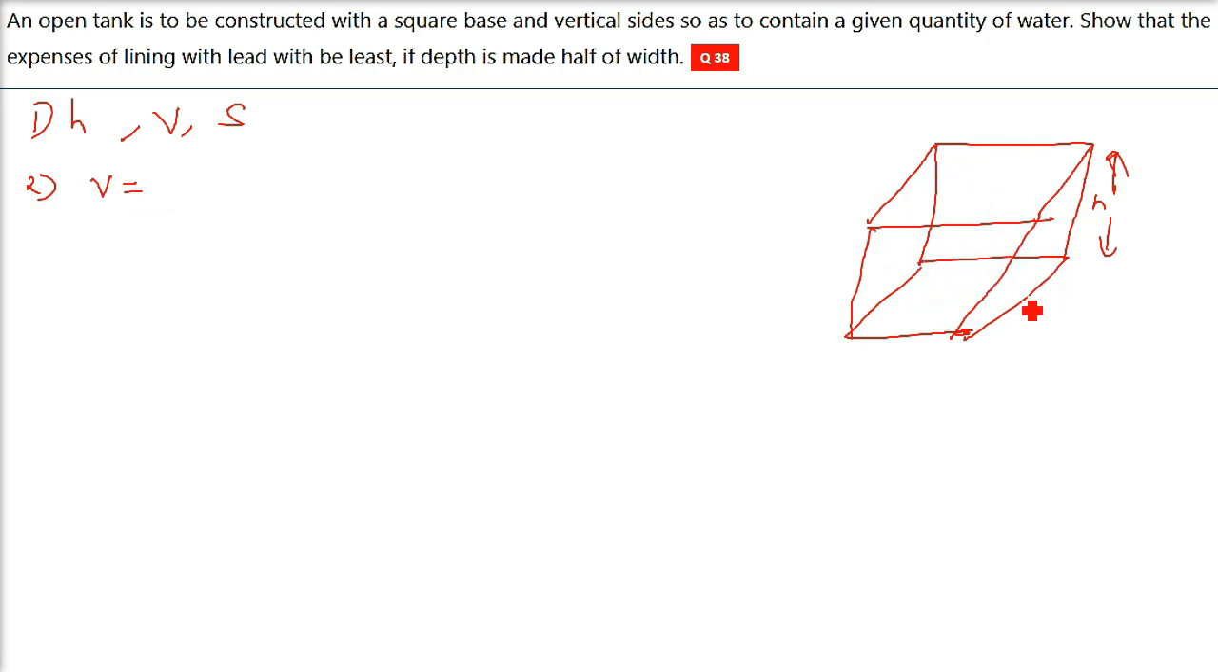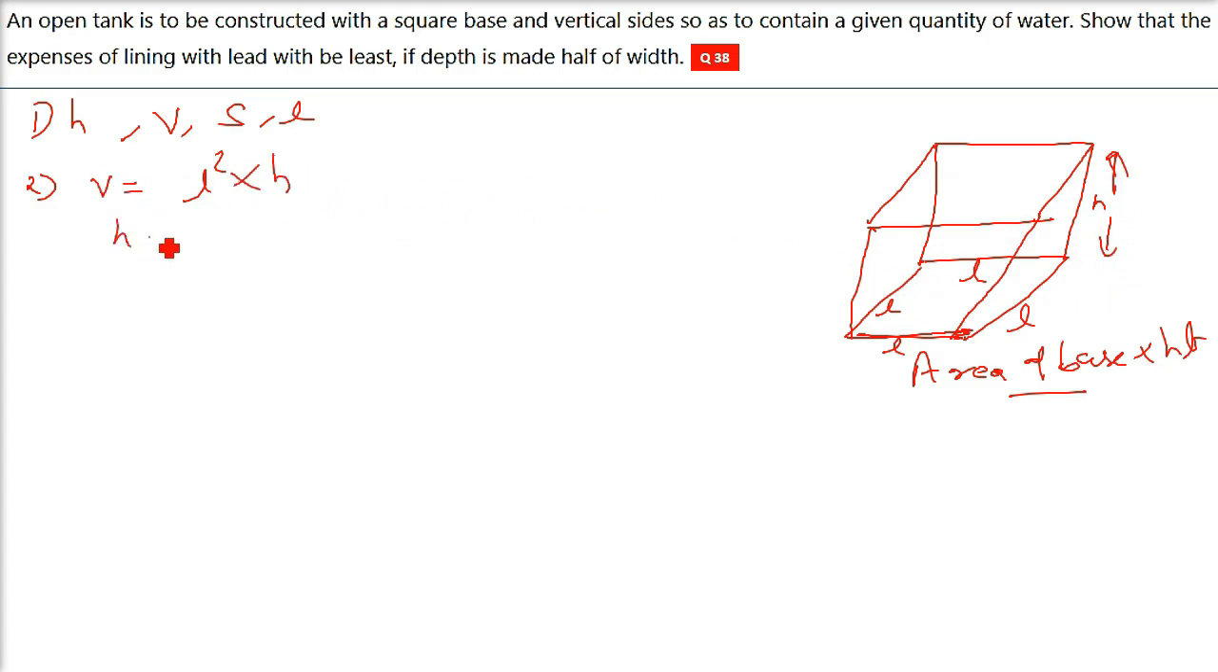Volume is what? What is the volume? Since it is open from one side, we have to just stick to the basics. For any shape, the area of the base into height is the volume. So this is the length, because this base is a square, all sides will be L. So volume is area of the base, which is L square. And how about the height? You can call it a depth also, it is H. From this we get equation number 1, V by L square is H.